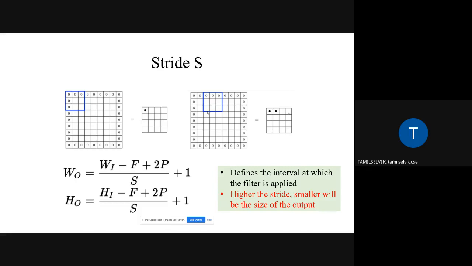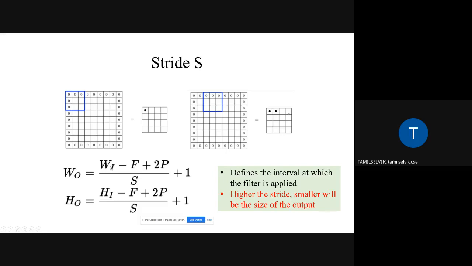So for instance, my wi will be 7 cross 7. I have used a filter of 3 cross 3. So 7 minus 3 plus 2 into p. Here I have used a padding of 1. Then the stride is nothing but 2. If you have skipped one, you have to use 2, plus 1.